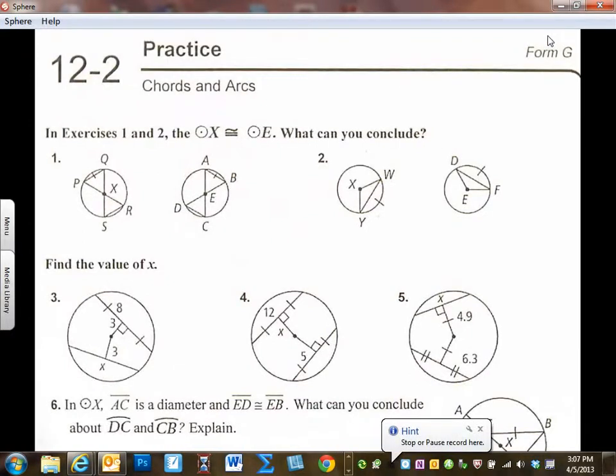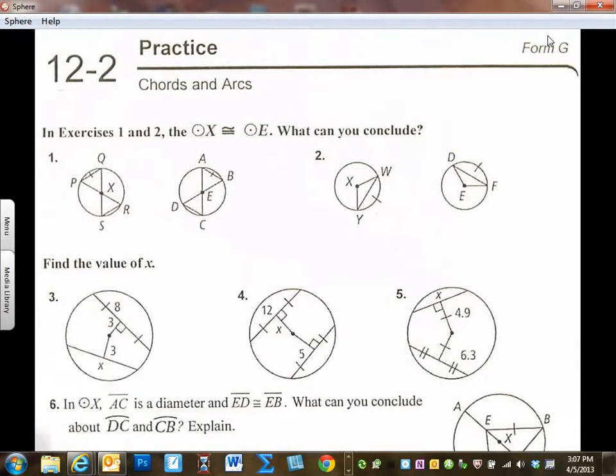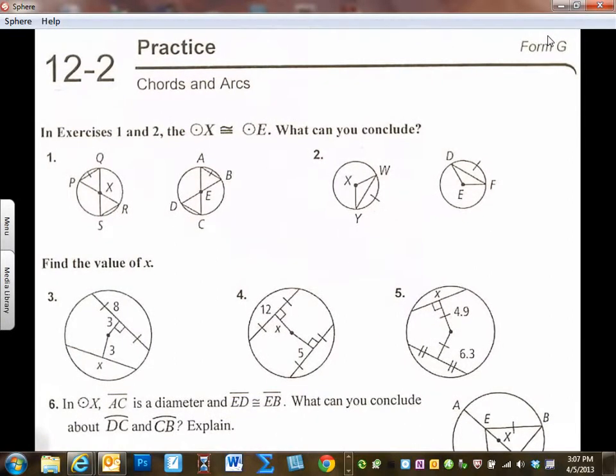Hi guys, it is Friday afternoon and I'm going to try and do some of these homework problems with you. I'm not going to do all of them as usual. I'll try and do several just so that you can get the feel for them. Here in number 1, and notice this is 12-2 practice. So here's what we want to do.